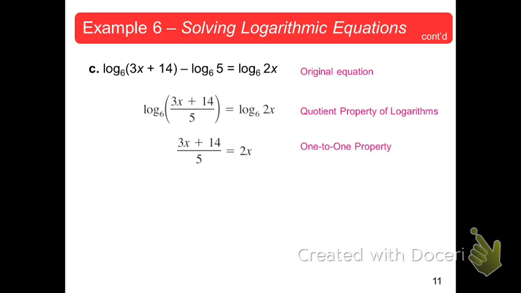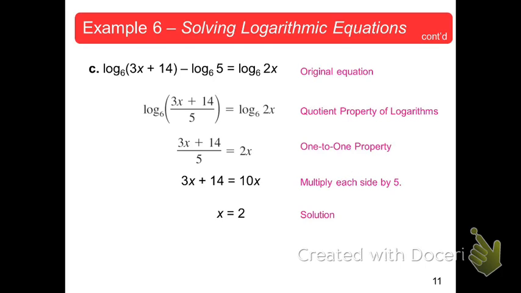So we use the quotient properties first, as we said, and then we say that we can use the one-to-one property. And the one-to-one property, I'm sorry that is going fast, would say that this is equal to this. And then simplifying both sides by cross multiplying, we get this here. And then our solution is x is equal to 2.